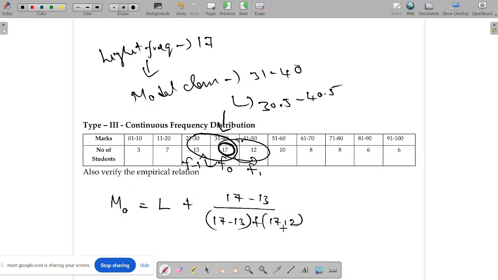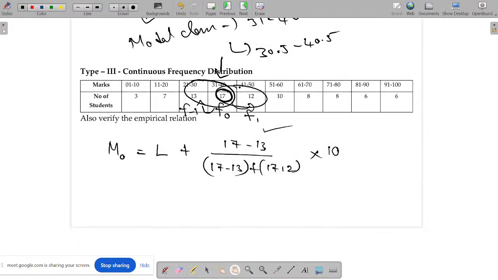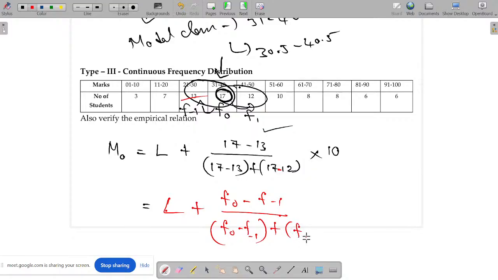17 minus 12 into 10 always. This is what you call the modal value. Now give the formula here. What's the 17 value? Here it is L plus 17, which is F naught, minus 13, which is F minus 1, divided by 17 minus 13, F naught minus F minus 1, plus 17 minus 12, F naught, sorry, F1 minus F naught, into H or C or I, whatever it is.